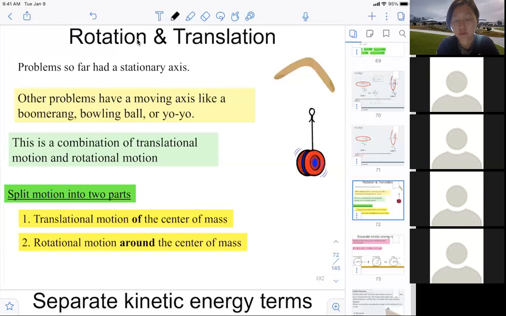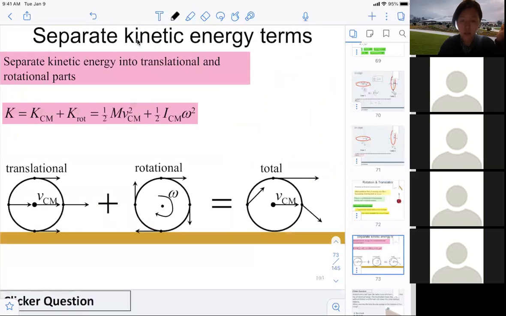So we're going to see a few of these different questions and see how we can split the motion into two parts. If you focus only on the center of the mass, or if you view the object as one point, you only see it going down, right? Moving in translational motion. And around the center of the mass, the object is simply rotating around its own center. So you can split this complicated motion into two parts. One is translation, one is rotation. Consequently, our energy terms will be split into two parts as well.